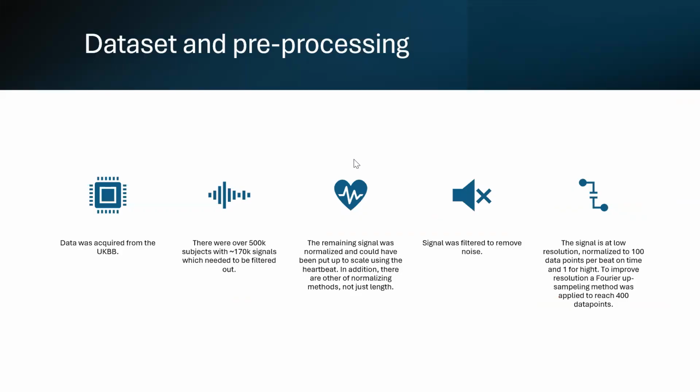The data set itself was taken from the UK Biobank. There are over 500,000 subjects with about 170,000 useful PPG signals. The signals went through all sorts of processing procedures: normalization, length adjustments, noise removal, and upsampling to a higher frequency, which showed the information a bit better.